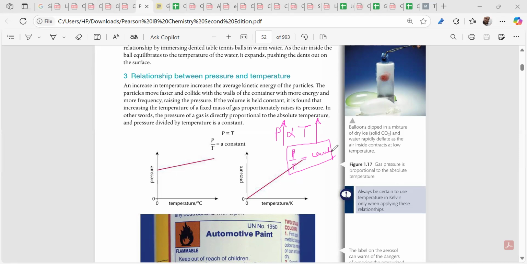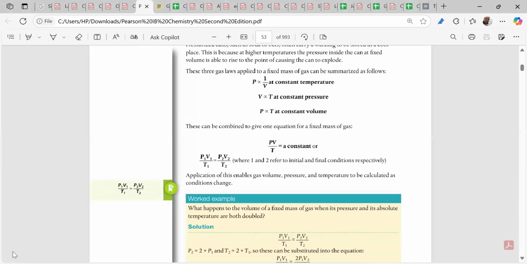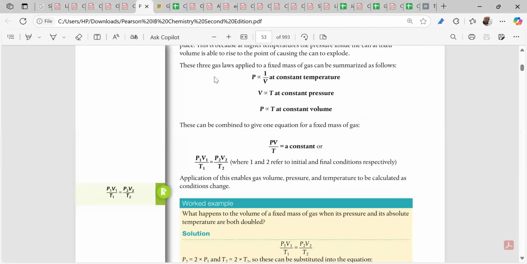Now going to the next part, combining all these equations, what do we get? We get PV by T is equal to a constant. So for any gas, if you multiply pressure by volume and divide by the temperature, it will always be a constant. So can we write this equation: P1 V1 by T1 is equal to P2 V2 by T2.